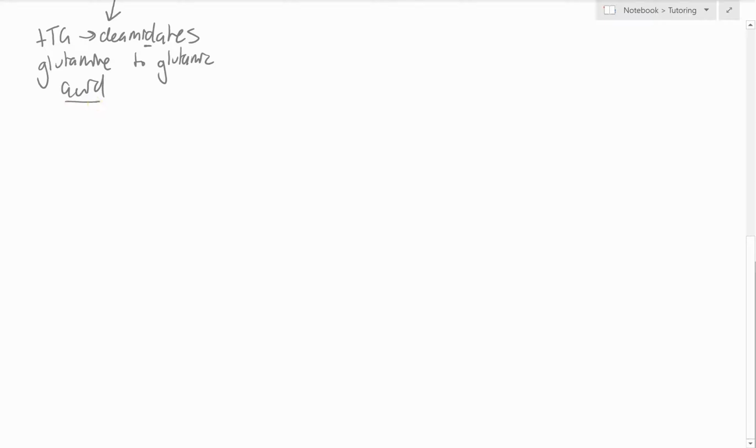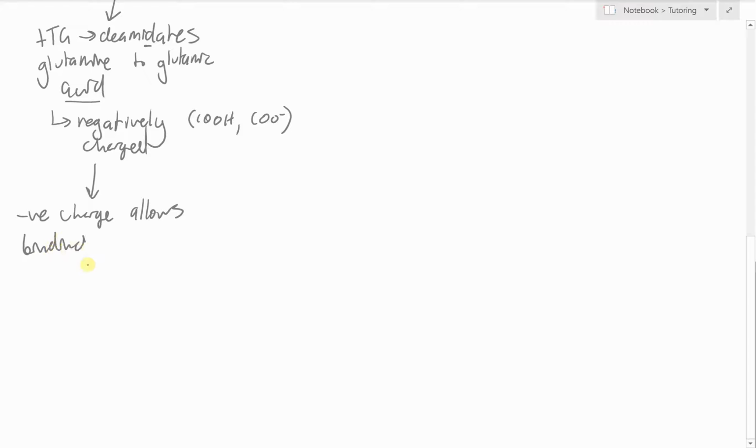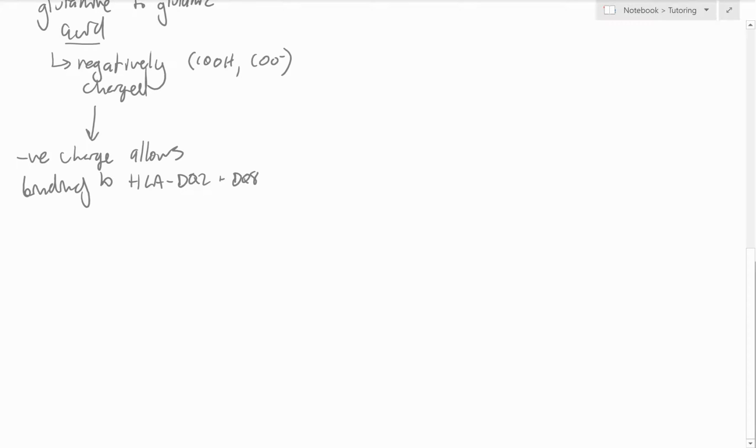This glutamic acid, under physiological conditions, is negatively charged. So it's not a carboxylic acid, it becomes a carboxylate, deprotonated. So it's got that negative charge. That negative charge is really important because it can then bind to HLA DQ2 and DQ8. So negative charge allows binding to HLA DQ2 and DQ8. HLA stands for human leukocyte antigen.